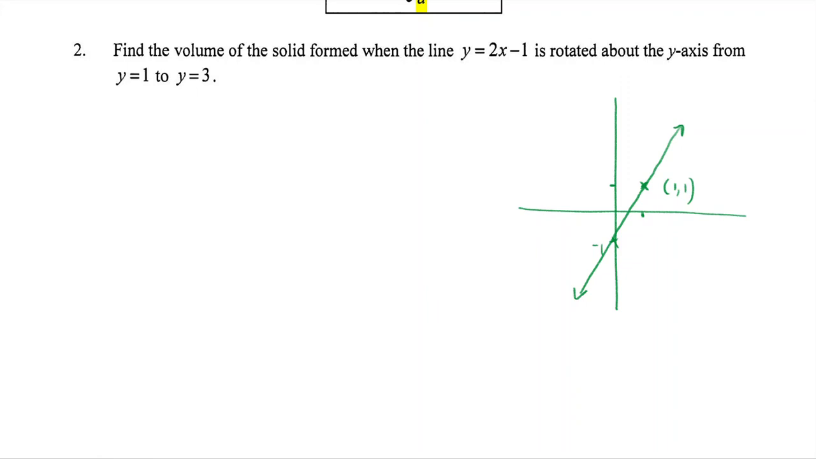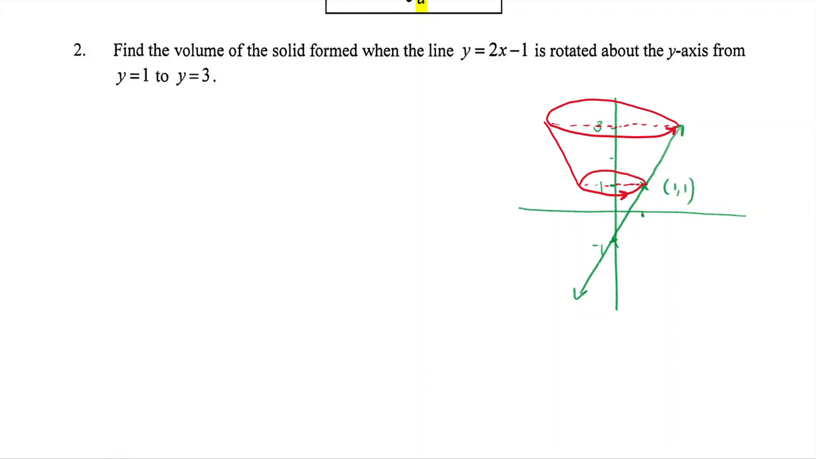Now I'm specifically asked to look at the volume from when y is equal to 1 to y is equal to 3. So let's say 3 is up here. So I'm taking that part and that part, and what's going to happen is I am going to be reflecting that around in circles like this, going around the y-axis. Okay, that red shape there, that's what I'm trying to find the volume of.